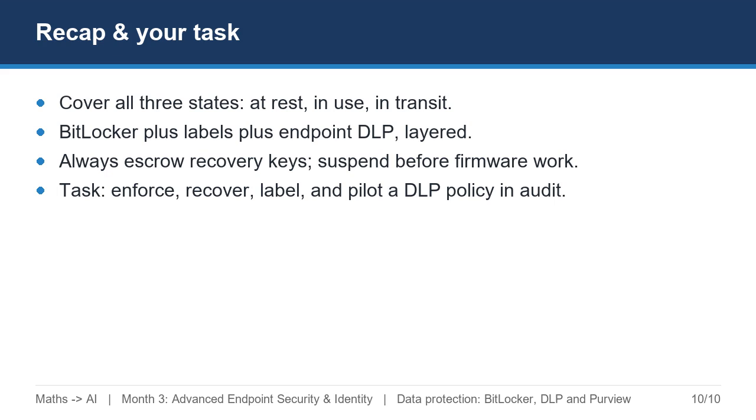Finally, publish a sensitivity label. Build an endpoint DLP policy in audit mode that flags that label copied to USB, and write a one-page plan to move it to block with override without disrupting a named workflow.